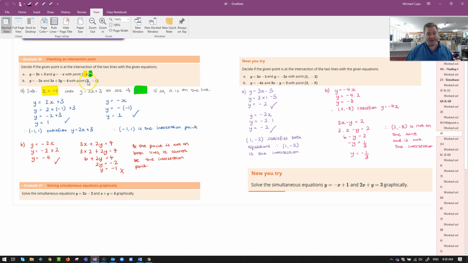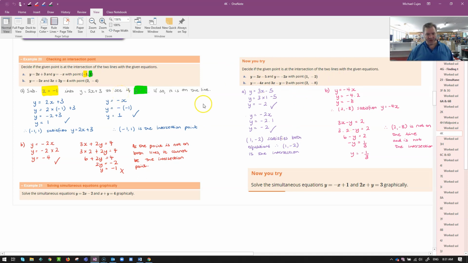Part B, they're checking the point 2, -4. Well, if I put 2 in for x in the first one, I do indeed get -4. If I do it in the second one, I don't get -4. So the point 2, -4 is on the first line. It's not on the second line, so it is not the point of intersection. I suggest you try those two on the right and then check your working, and you see how you went there.